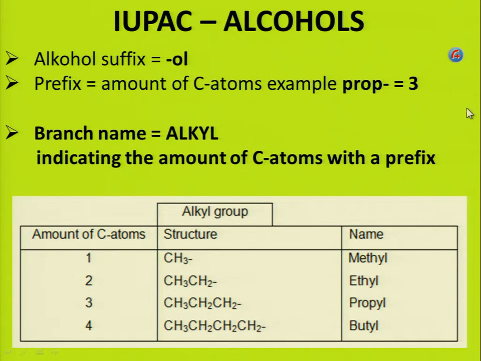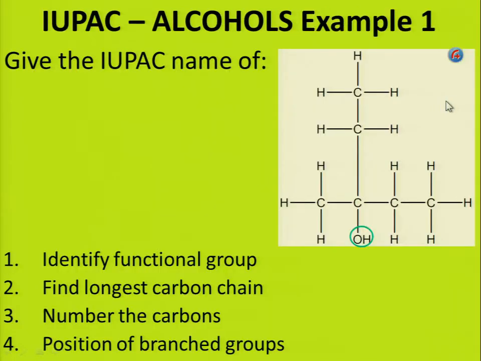IUPAC names of alcohols. For alcohols, the suffix, meaning the part at the end of the name, is "-ol". So always now at the end of the name you'll have the "-ol" part. The prefix or the base name is prop for 3 carbons, and then you can also have alkyl groups as usual. Example 1. Give the IUPAC name of this molecule.